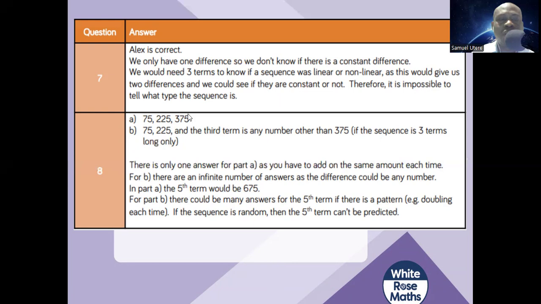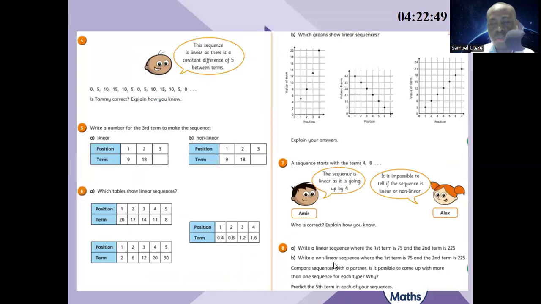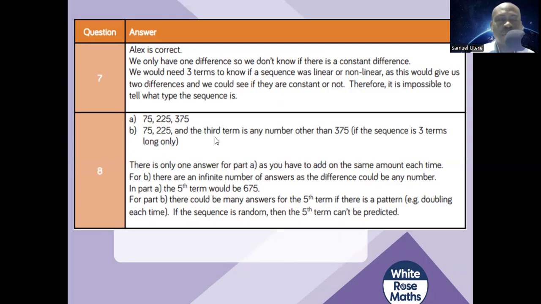And then question 8, you can see the answer here. You were given some questions to do, quite a wordy question. And then this is the answer. 75, 225, and the third term is any number other than 375 if the sequence is 3 terms long only. There is only one answer for part A, as you have to add on the same amount each time. For B, there are an infinite number of answers, as the difference could be any number. In part A, the fifth term would be 675.